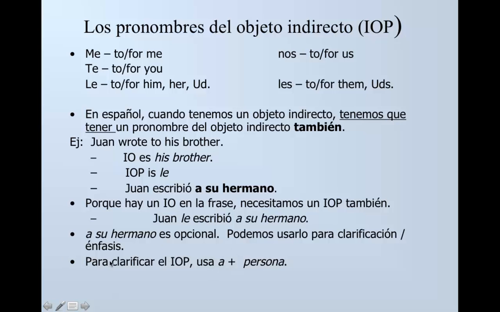So an indirect object pronoun is always clarified by a plus the person. That's a really helpful hint for you when you're doing your activities. You're always going to look for the a plus the persona. That tells you what your indirect object is. And then it should be easy to figure out what the indirect object pronoun is based on that. Juan les habló a sus profesores. Juan spoke to his professors.